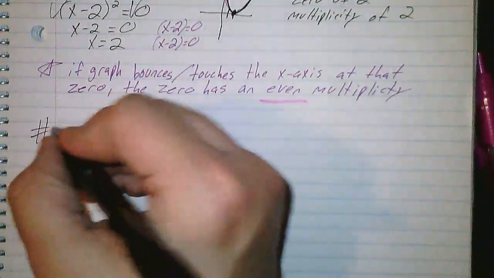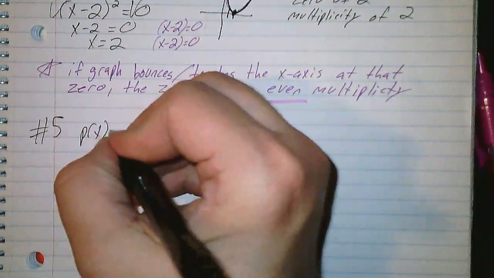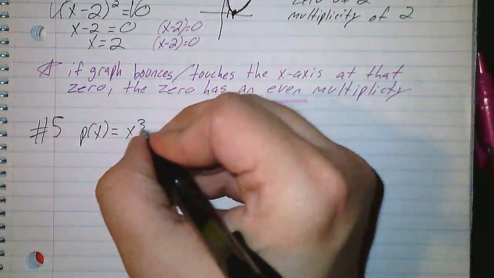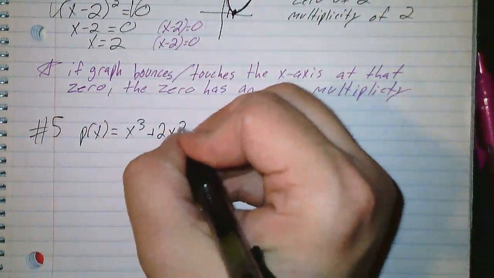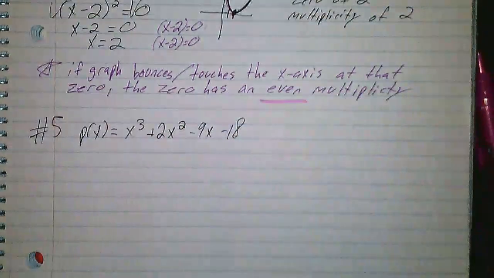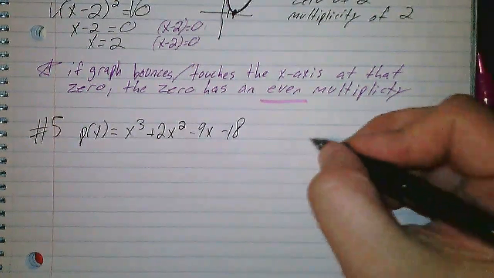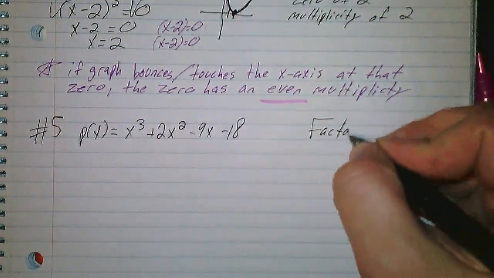So here's number 5. Take something like p of x equals x cubed plus 2x squared minus 9x minus 18. Your number 5 will be factorable.